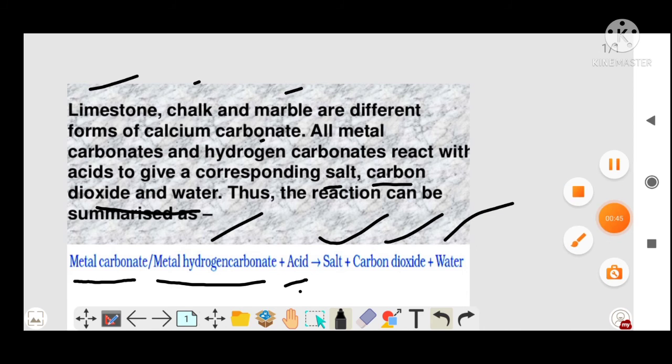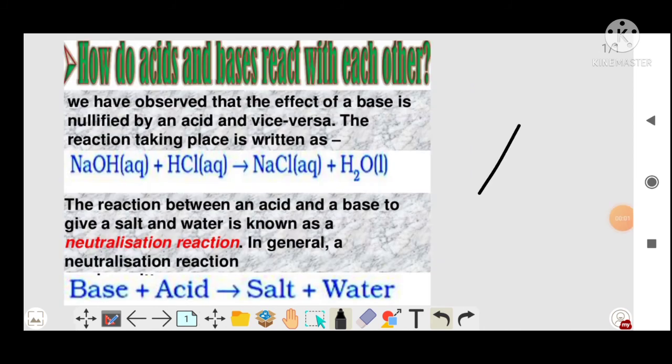Okay, next: how do acids and bases react with each other? We observed that the effect of a base is nullified by an acid and vice versa. The reaction is as under: sodium hydroxide and hydrochloric acid produce sodium chloride and H2O. It is a salt and it is water.